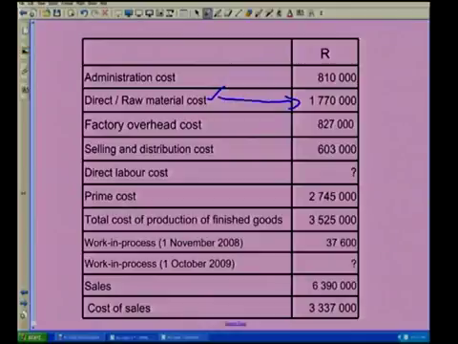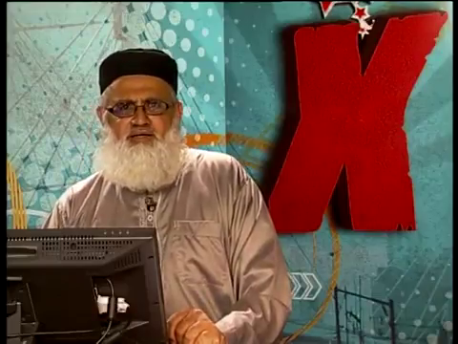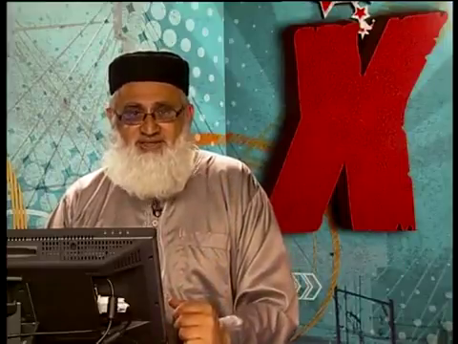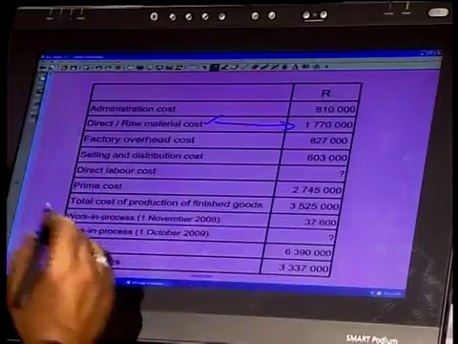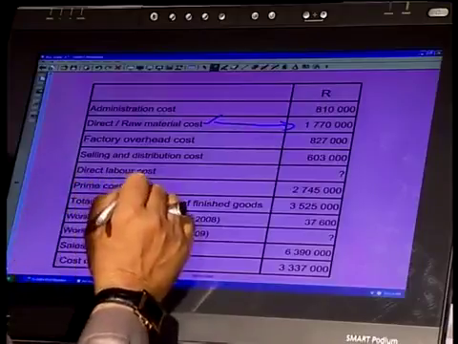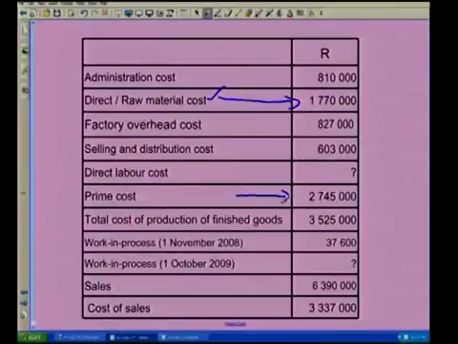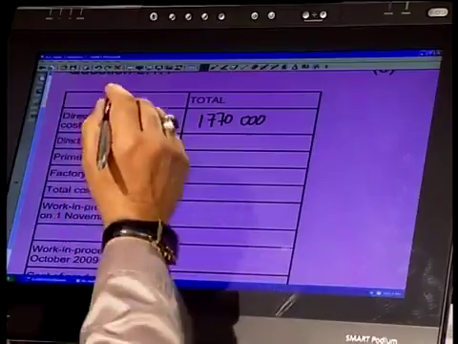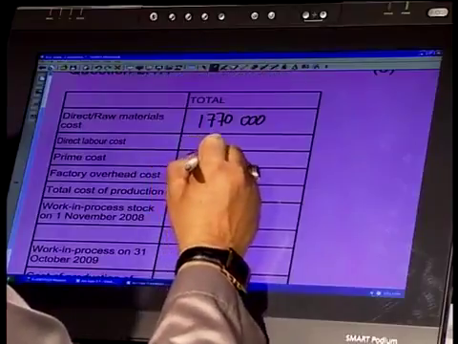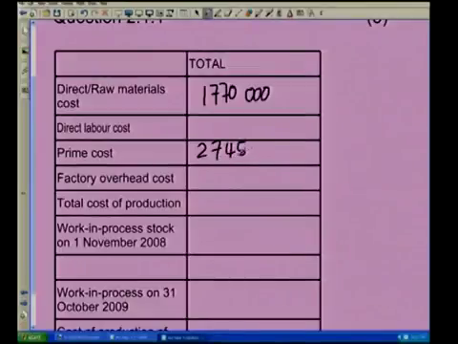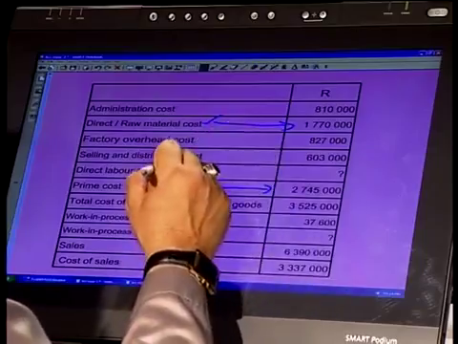What do I need next? Next, I need my direct labor cost. Can you see that? Direct labor cost. So, into my question, direct labor cost, what? A question mark. Now what do I do? Panic? Certainly not. As I said, don't fear when Ashraf is near. Let's look at the information that's given to us. What do I know? If I look closely at the question, I see that I'm given something that's called prime cost. Do you see that? 2,745,000.